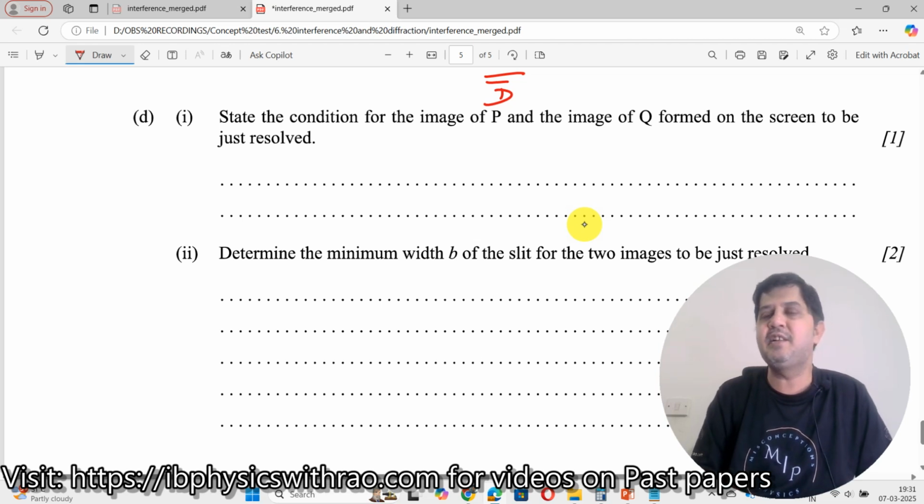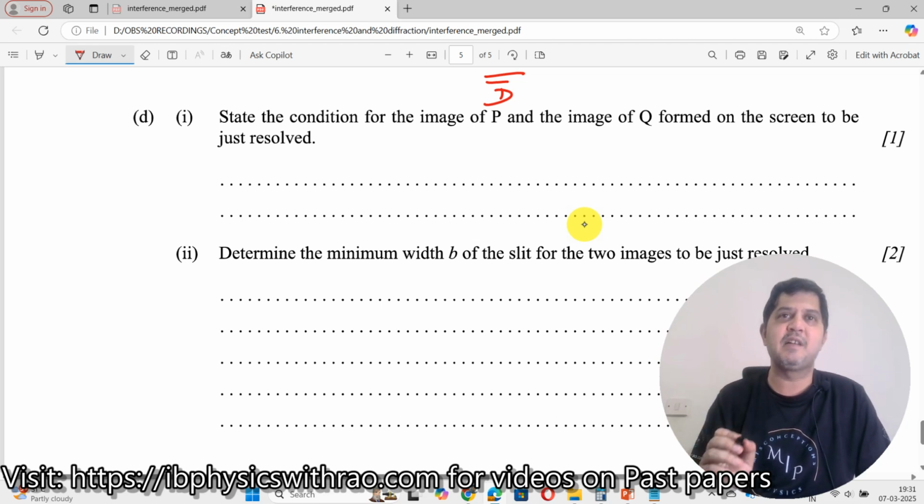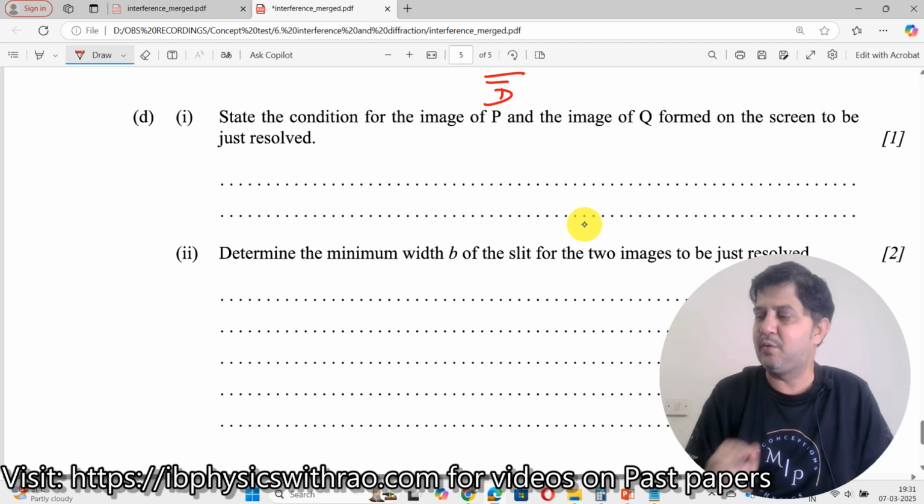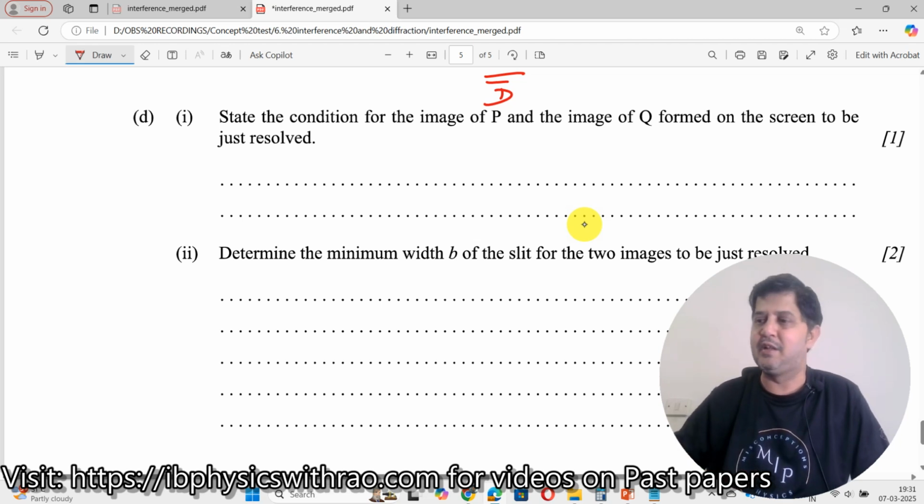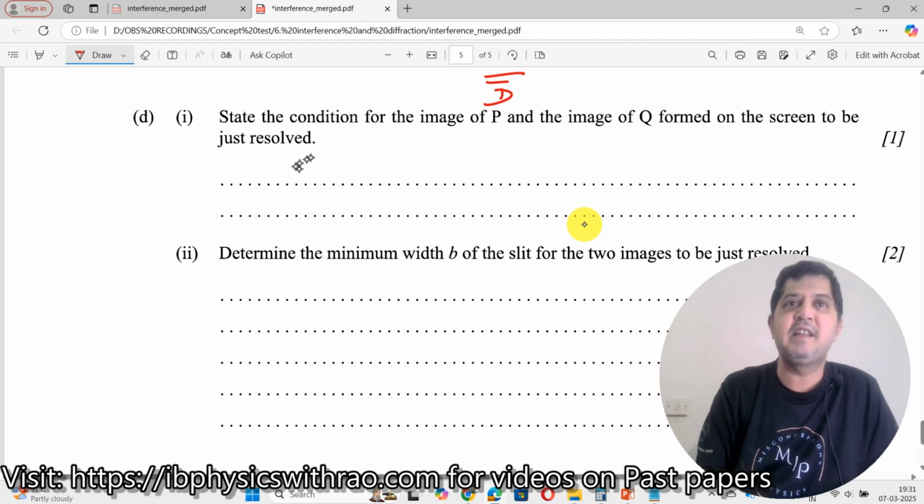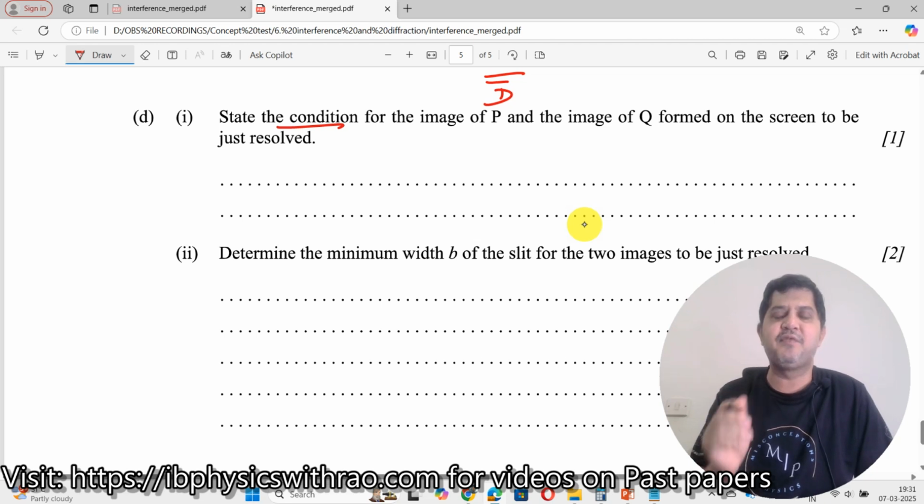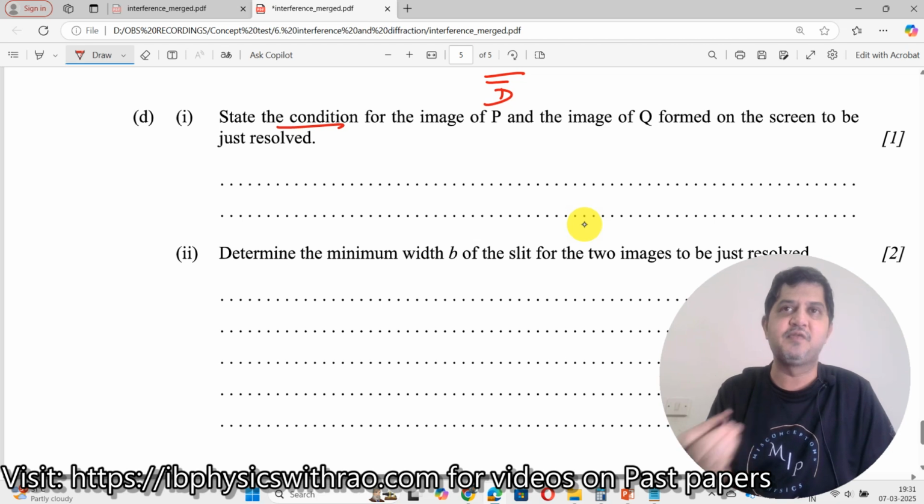This question is not currently in your syllabus. The resolution of two images has been completely removed. But still, if you want to do it, we will definitely go ahead and proceed with this. Now state the condition. This is called Rayleigh's condition. What is Rayleigh's condition for just resolving two images? Maybe in future this question could be useful.